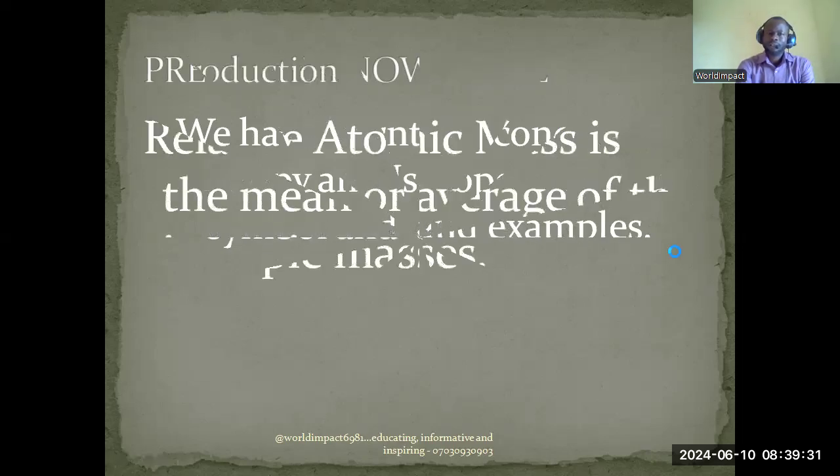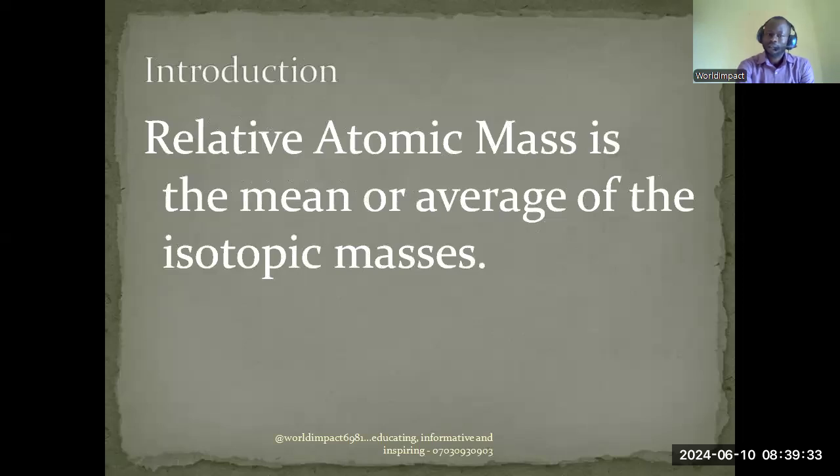What do we understand by the relative atomic mass? This is the mean or average of the isotopic masses. The mean or average of the isotopic masses. We will have a better understanding as we continue.